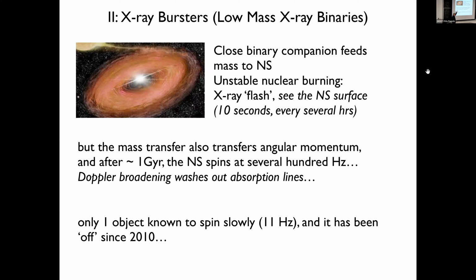But the mass transfer that dumps the matter onto the star also transfers angular momentum, right? This is in a binary star. And so the neutron star, in the course of 1 billion years, is being spun up. And all the neutron stars in configurations like this that we know of, with one exception, spin at frequencies of several hundred hertz. And if you think of a 10-kilometer radius thing going around at several hundred hertz, you can convince yourself that the linear velocity associated with that at the equator is of order of a decent fraction of the speed of light. So any atomic absorption features in the spectrum would be washed out by the Doppler effect. And so these are not suitable objects either. There's only one object known to spin slowly enough, at 11 hertz, that it would be suitable for a study like this if you just take the bursts and add several of those together and see what you can see. But that thing has been off since 2010. It doesn't produce X-rays right now.